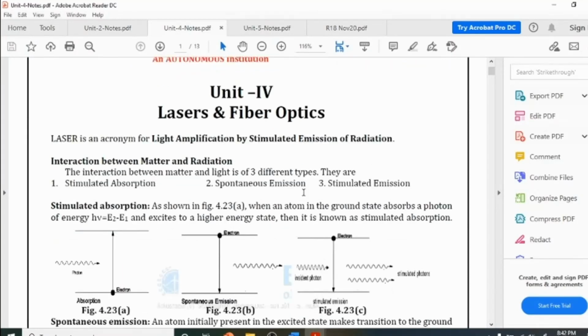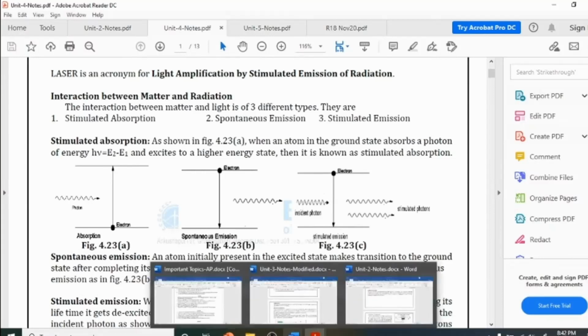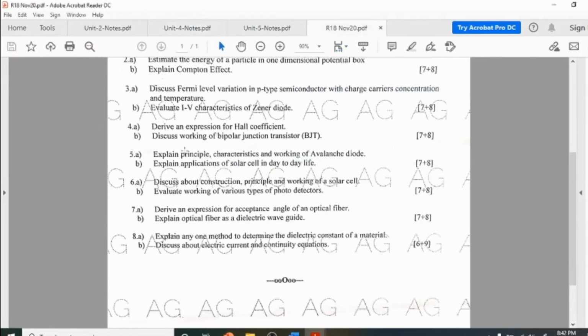Now in lasers, you have interaction between matter and radiation. Let us see what questions have come from lasers in the previous examination. From the third unit there are 2 questions, on solar cell. From the fourth unit there is only 1 question, and it is from optical fibers: the acceptance angle of optical fiber, and explain optical fiber as a dielectric waveguide. I will show you the answers for this.